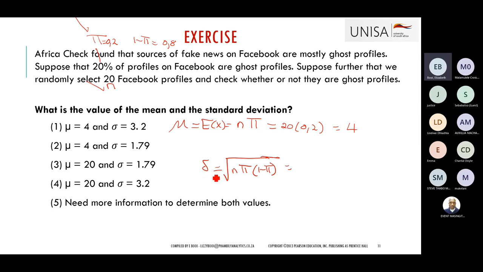Then the standard deviation is the square root of 20 times 0.2 times 0.8. We set our probability of 1 minus the probability of success to be 0.8. That will be the square root of 3.2, which equals 1.78885, or we can say 1.79.